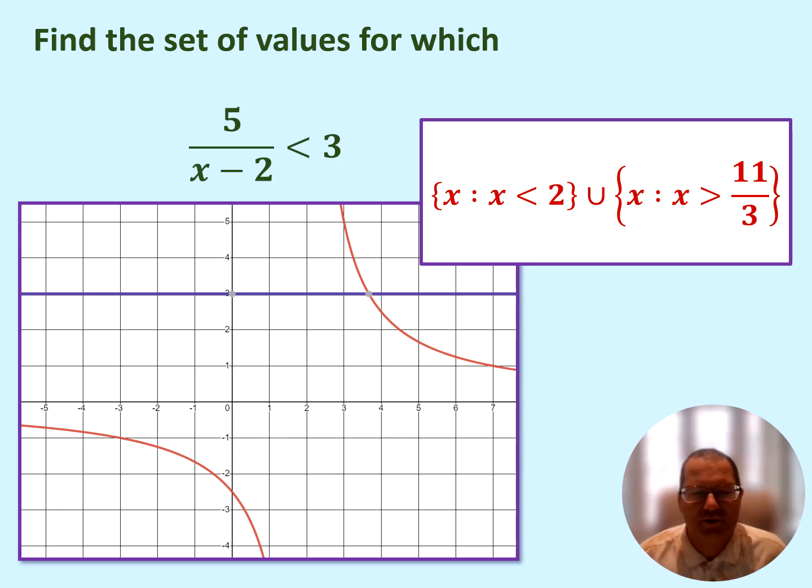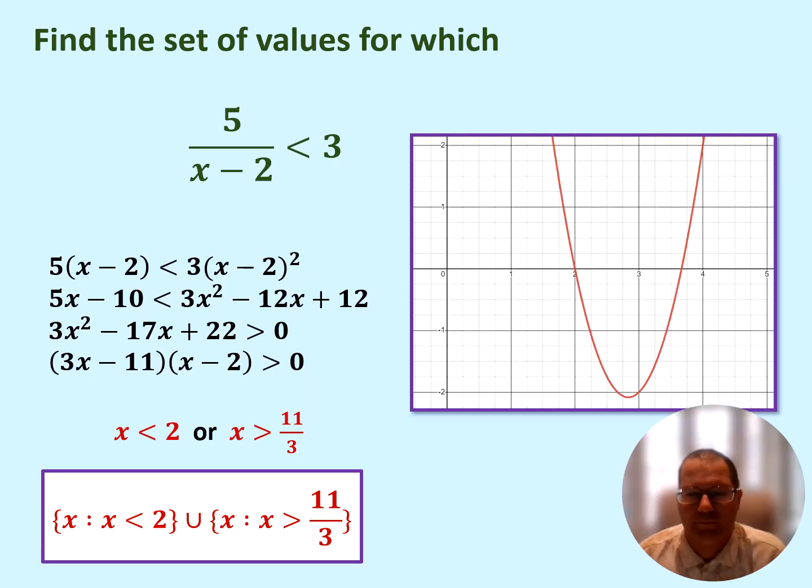So it turns out that there are two regions, one on the left, which goes all the way up to x is 2, and on the right-hand side, when x is greater than 11/3, and in set notation, we need a union symbol. So to solve this, we need to times by something which is positive, and which is going to get rid of the x minus 2 from the denominator.